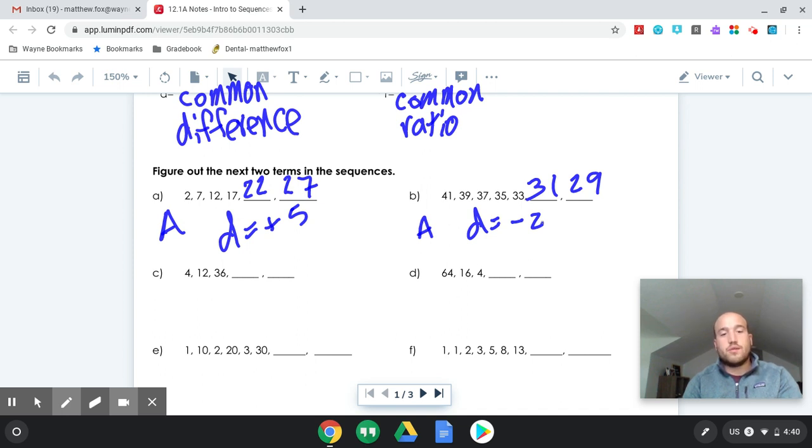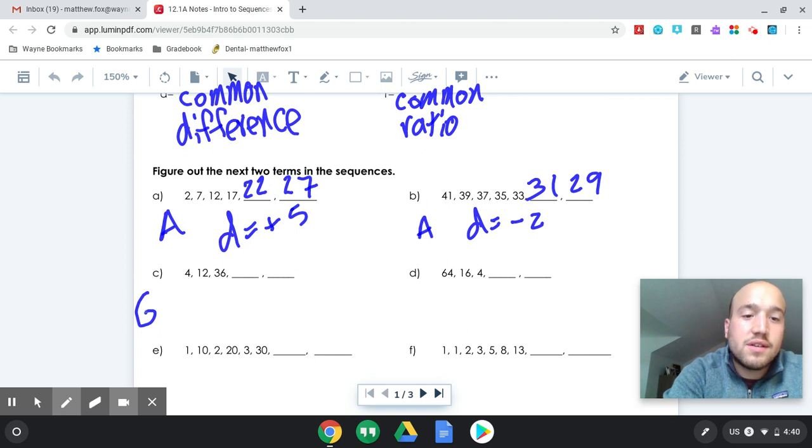Now the next one, 4, 12, 36. Hopefully you guys are recognizing that each time 4 is getting multiplied by 3. If it's multiplied, we're going to consider that a geometric sequence.